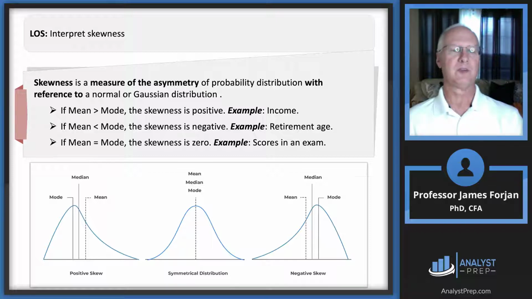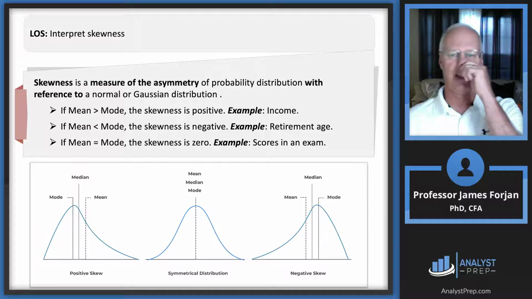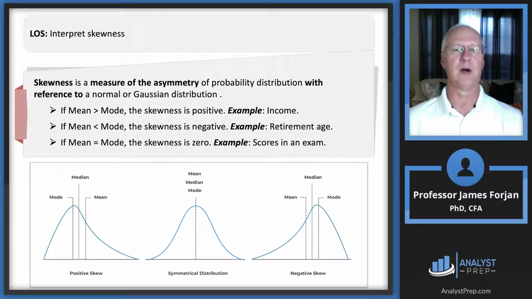So here are some standard ways to memorize this. Look at those arrow points. If the mean exceeds the mode, then skewness is positive. If the mean is less than the mode, then skewness is negative. And there's some examples there. And there are tons of examples out there that you can find about which data sets are more or less likely to have positive or negative skewness. And then down at the bottom illustration, we have some good pictures.